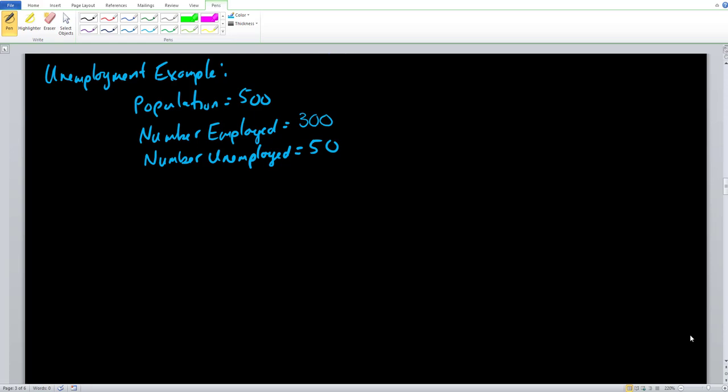Let's go ahead and do a few unemployment examples. And I've drawn up a few numbers and three different categories of people for you. We have the population, which equals 500 in our little sample economy. 300 people are employed and 50 people are unemployed.